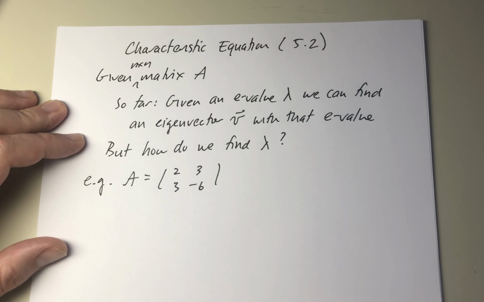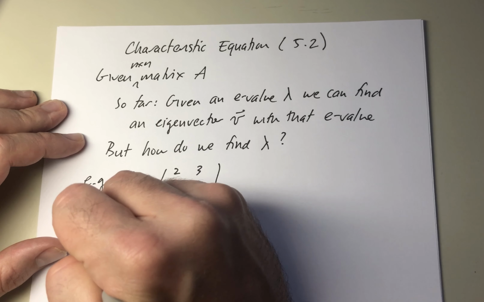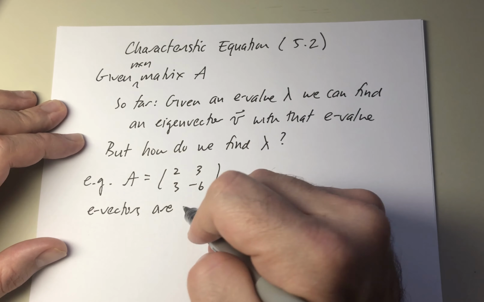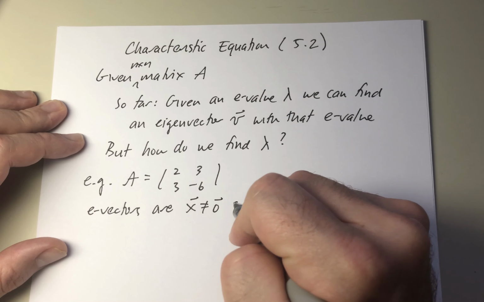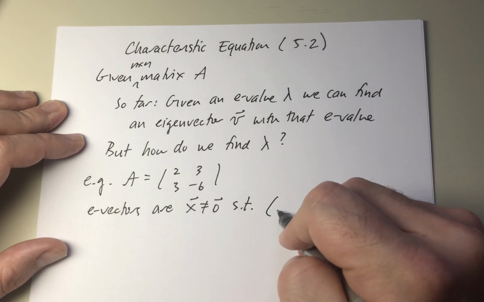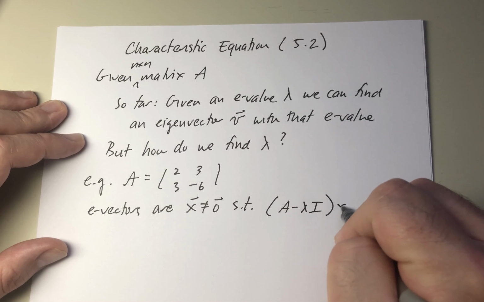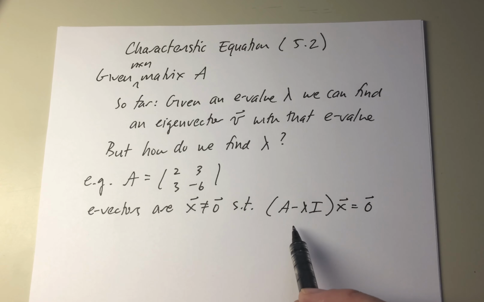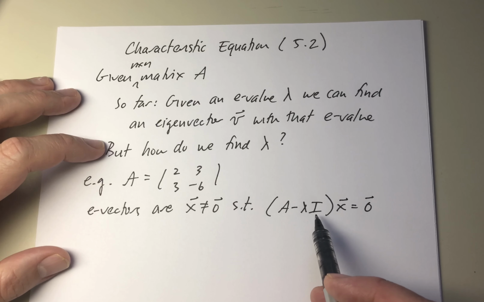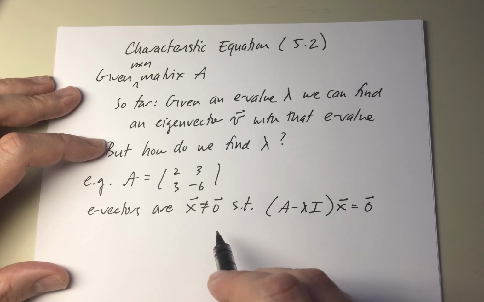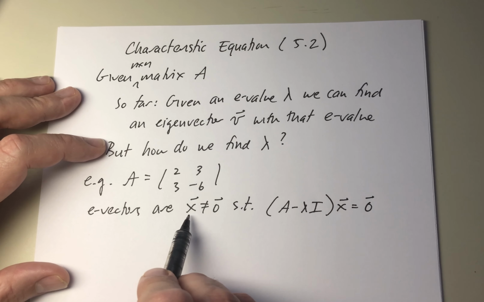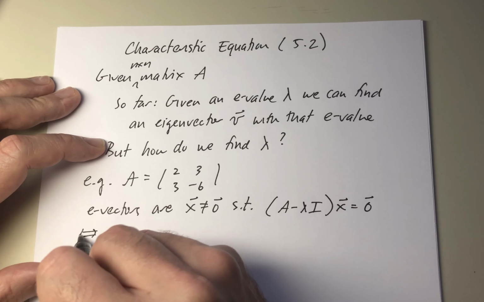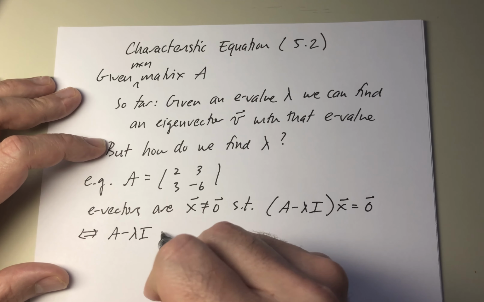Well, remember the eigenvectors are non-zero x such that (A - lambda I)x = 0. Remember, this is the homogeneous system that we solved to find the associated eigenvectors. So this is saying that we want a non-zero vector where this is a solution, which means, if and only if, A - lambda I is singular.